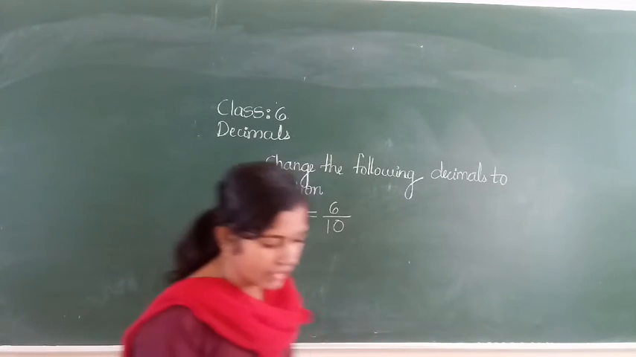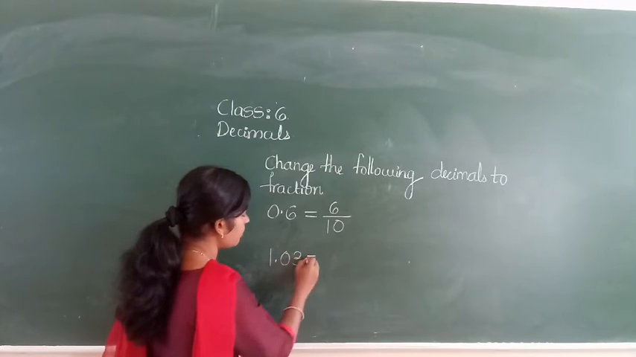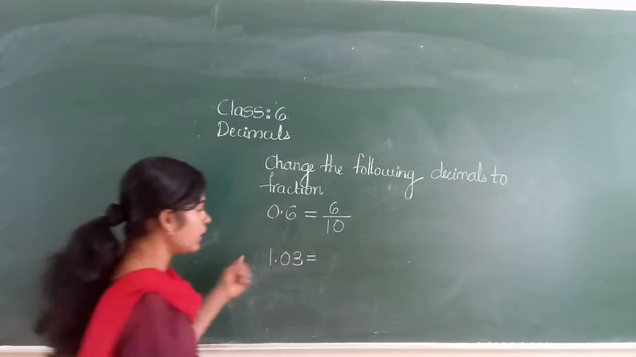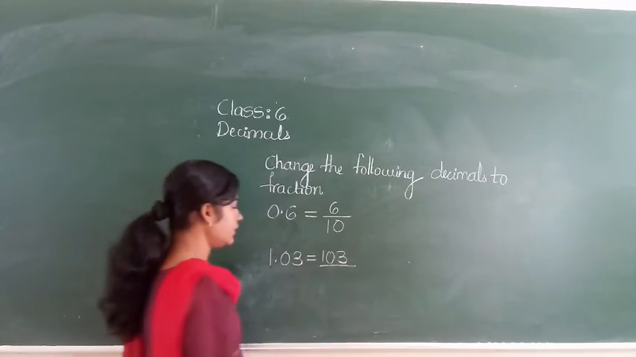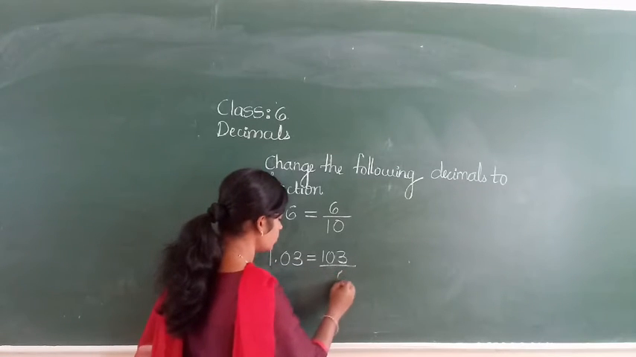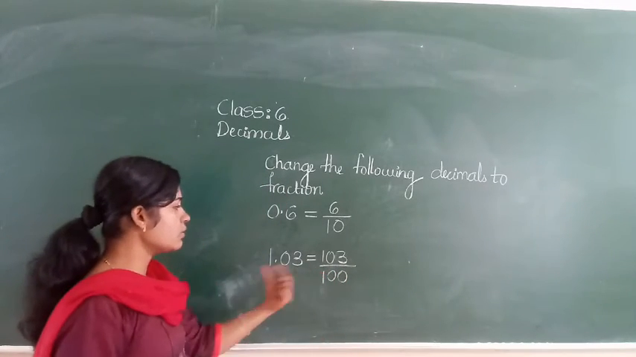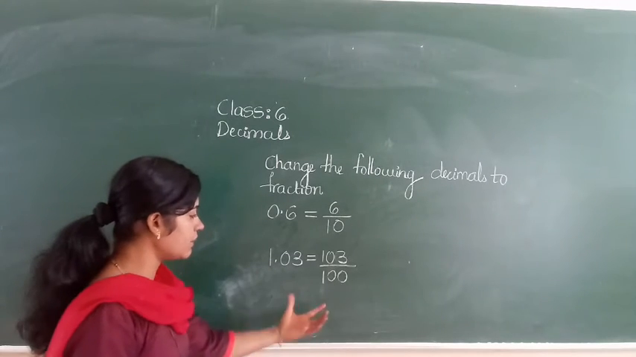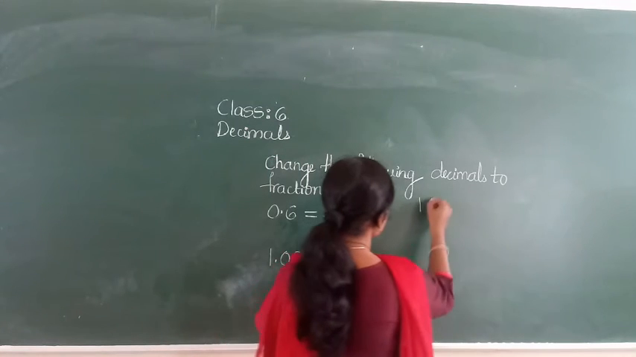Okay, then next I will take 1.03. First step, you have to write this whole number without the point: 103. After that, see how many digits are there in the decimal place? 2 digits. Then give 2 zeros and write 1. So this is 103 divided by 100.